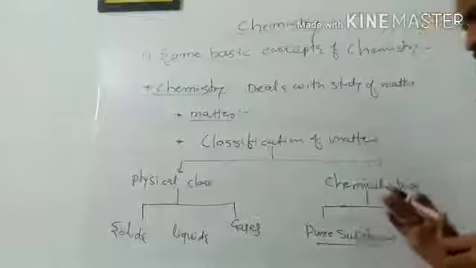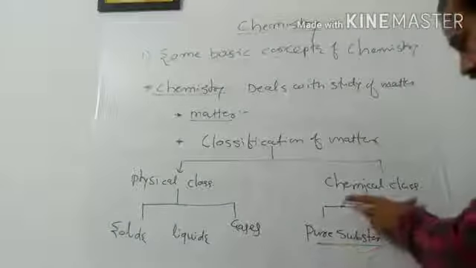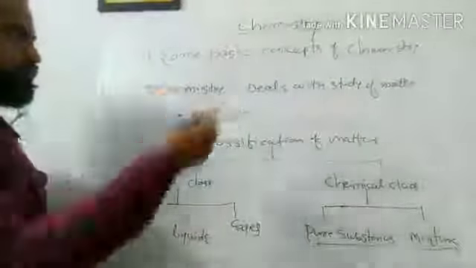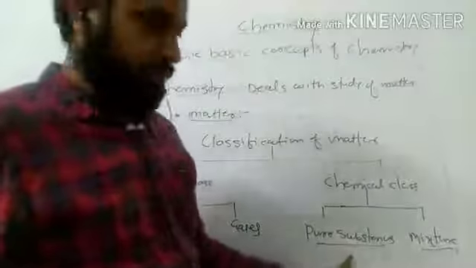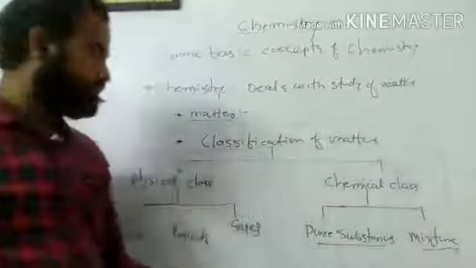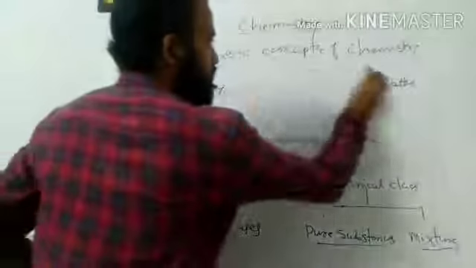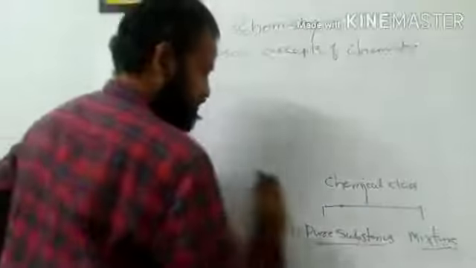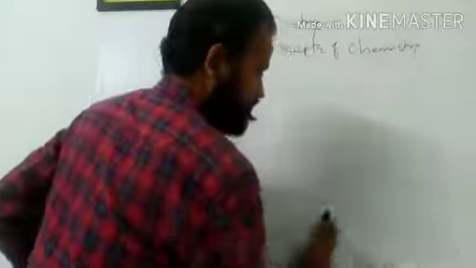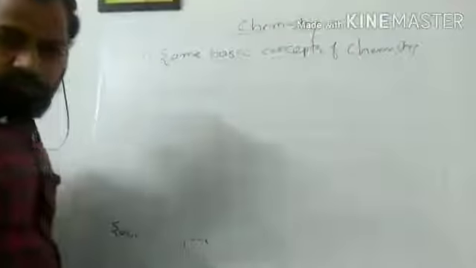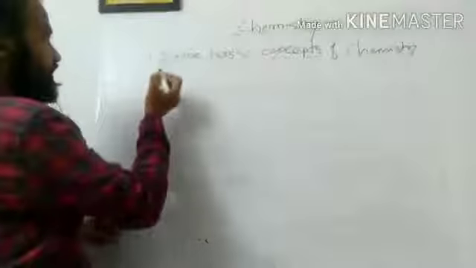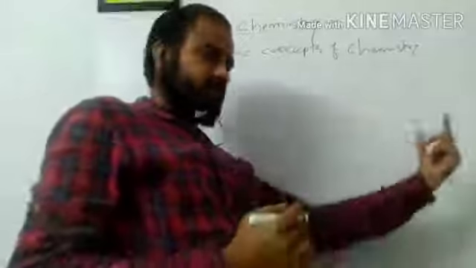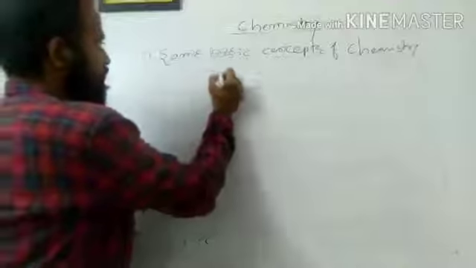So let us see the classification of pure substances. I will rub this and use this board again. We will study the classification of pure substances in detail. As we all know, according to the chemical classification, matter is divided into two types: pure substances and mixtures. I am discussing pure substances.